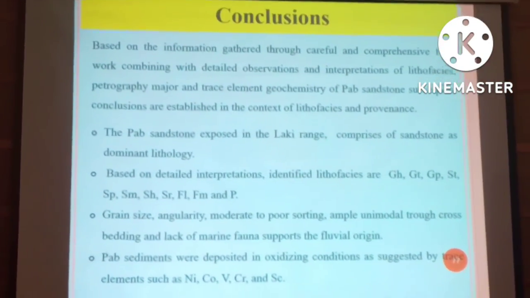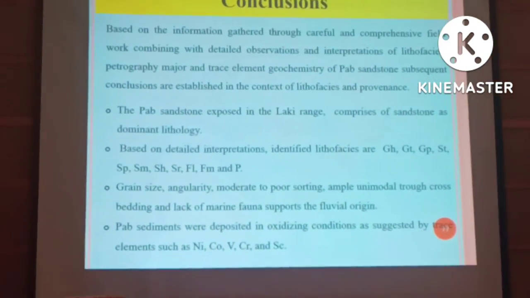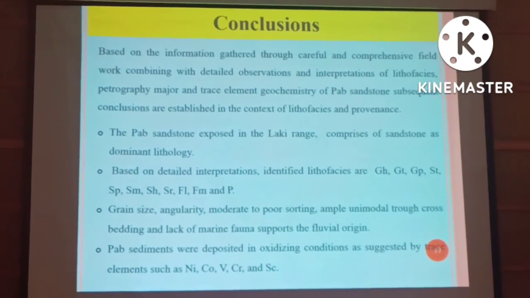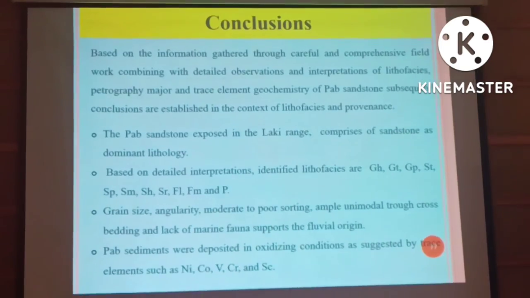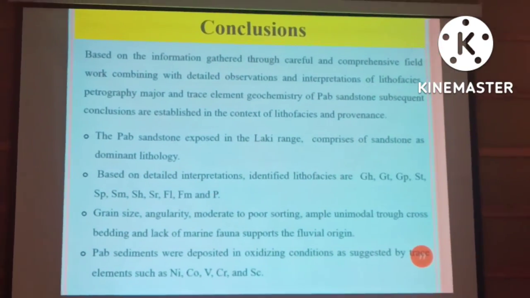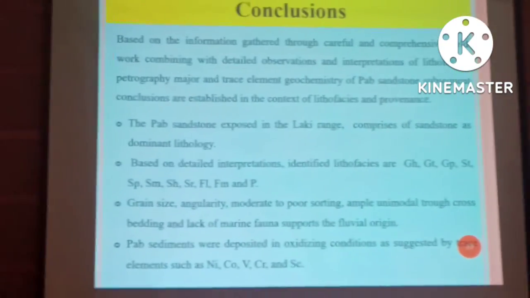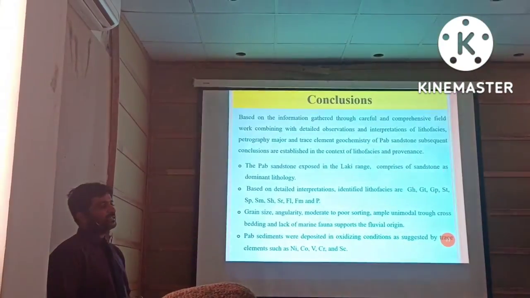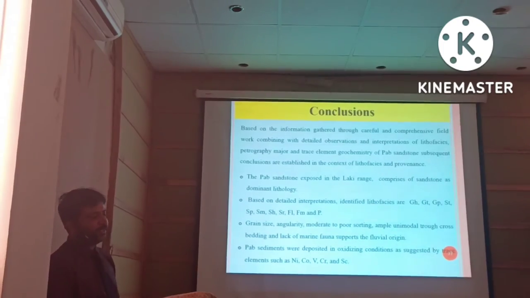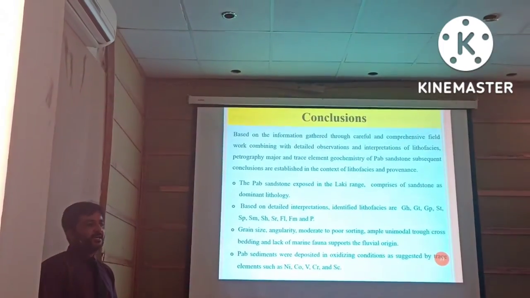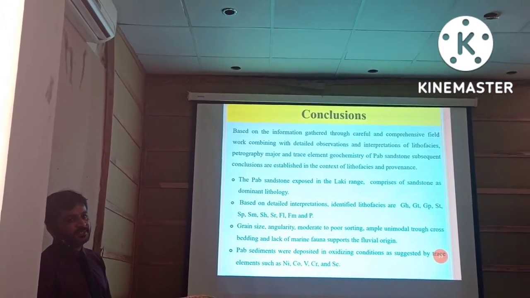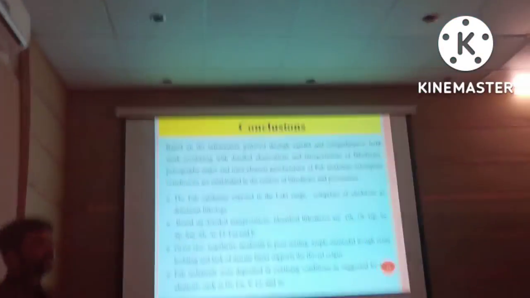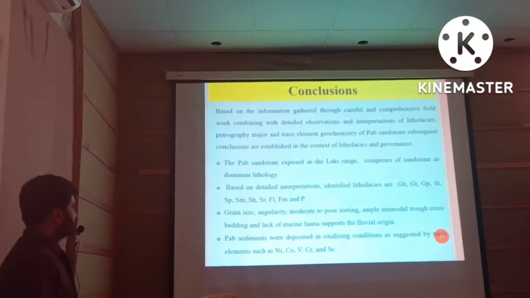Based on the interpretation of lithofacies, petrography, major and trace element geochemistry of the Pub sandstones, subsequent conclusions are established in the context of lithofacies and provenance. The Pub sandstone exposed in the Lucky Range comprises sandstone as the dominant lithology. Based on detailed interpretations, the identified lithofacies were horizontally stratified conglomerate, trough cross bedded conglomerate, planar cross bedded conglomerate, trough cross bedded sandstone, planar cross bedded sandstone, horizontally stratified sandstone, interlaminated sandstone, siltstone, and mudstone, and paleosols.